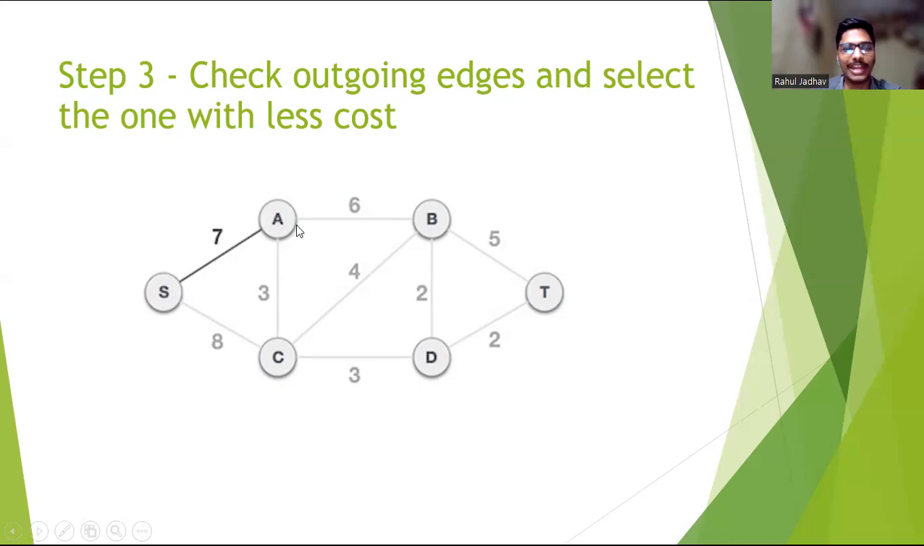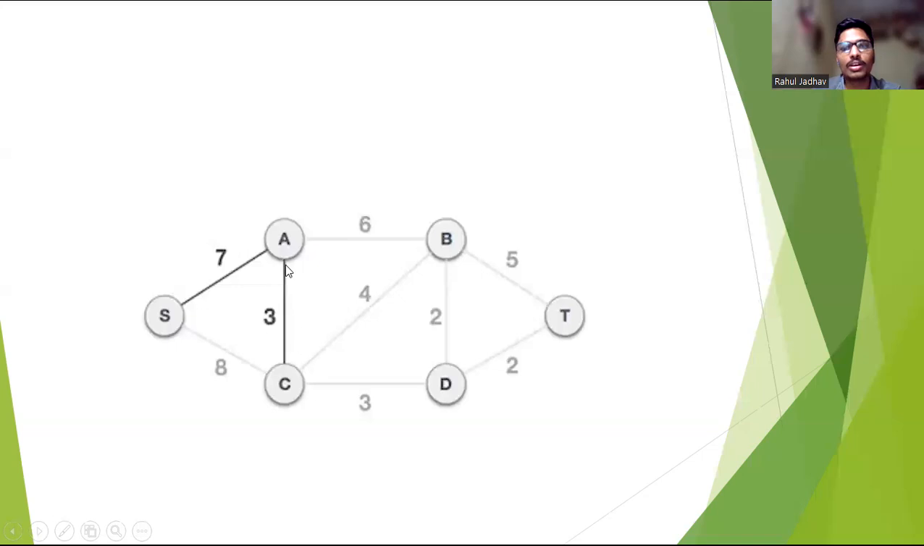The next step will be from A. There are two paths, A to C and A to B. The minimum cost among A to B and A to C is 3, A to C. So we selected S to A, and after that, A to C is the selected graph edge.